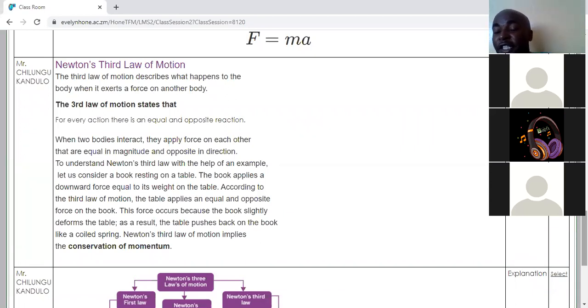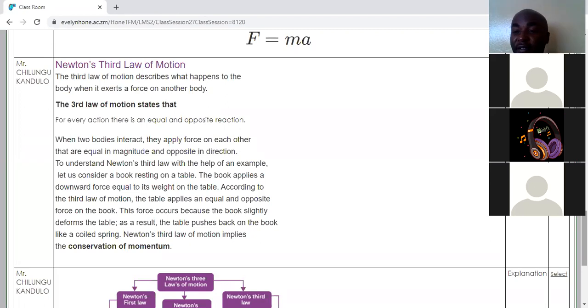Then there's also friction, which is a force which opposes motion. Friction, very important force. Without that opposition to motion, we would all be sliding. But friction is the reason why we can move and stop. So in that case, Newton's third law deals with the interaction of bodies.